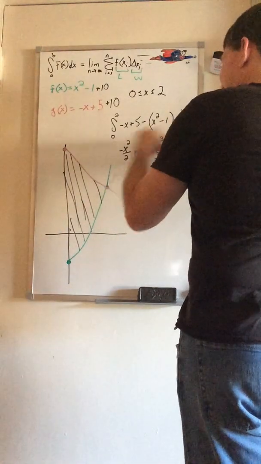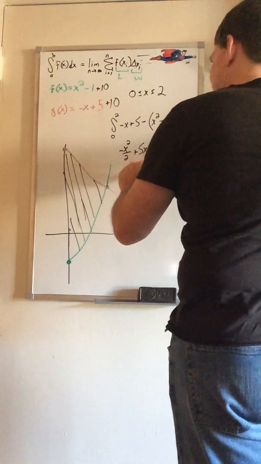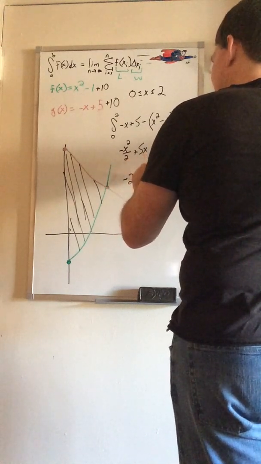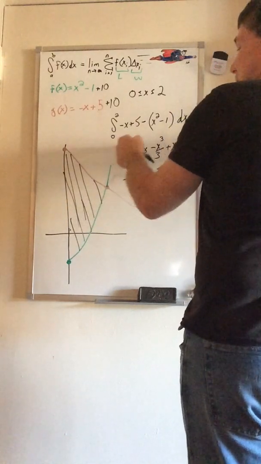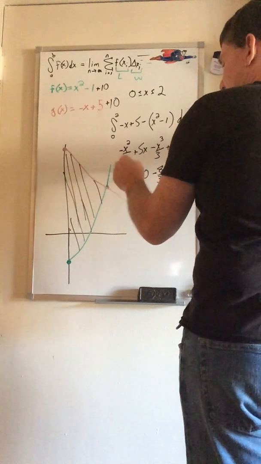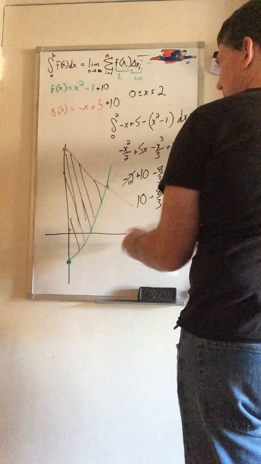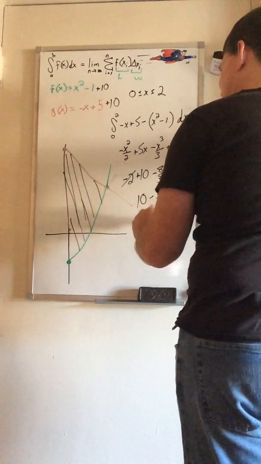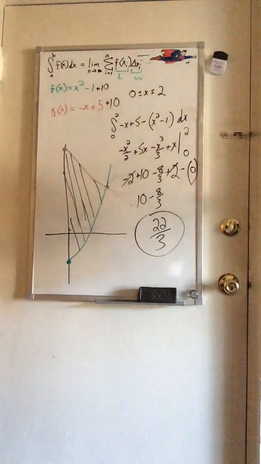At 2 you get negative 2 squared, which is 4 over 2, so negative 2, plus 10, minus 8 thirds, plus 2, minus, if I plug in 0, all of those are 0, so I don't need to worry about it. Minus 2 plus 2 cancels, and I get 10 minus 8 thirds. That's 30 thirds minus 8 thirds, which is 22 thirds. And there we go.